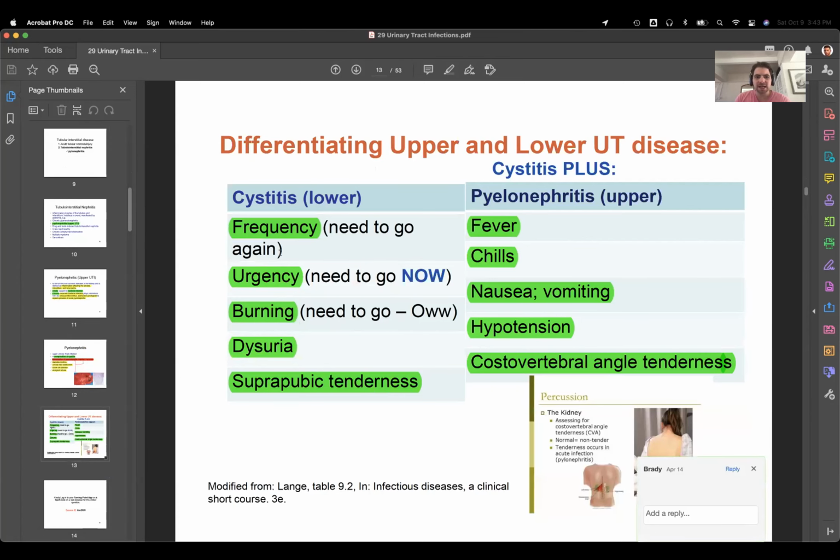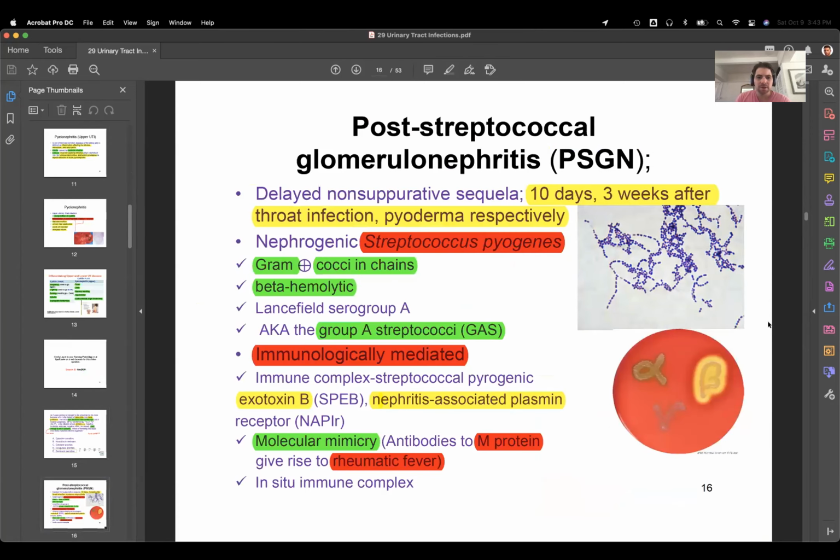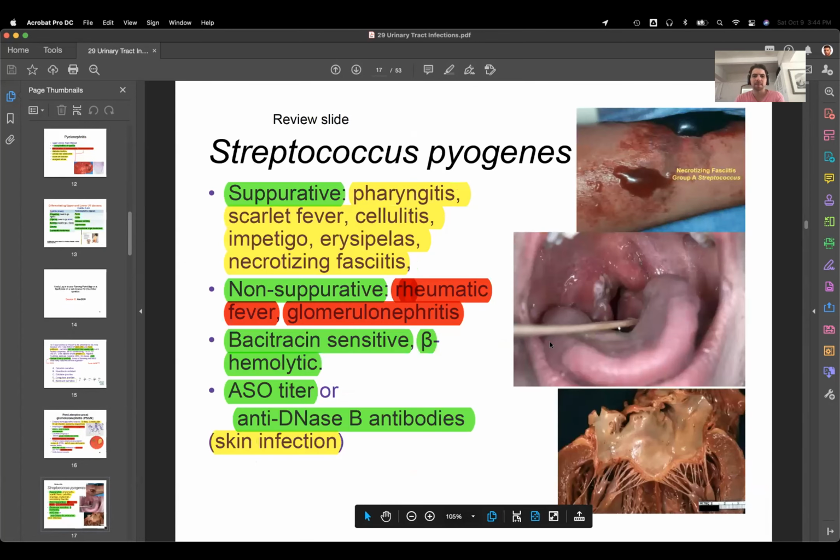Right, so cystitis: frequency, urgency, burning. Pyelonephritis: much worse symptoms, right? You get fever, costovertebral angle tenderness as well. Okay. Y'all have talked about this, and Lindsey's going to go through it. Post-streptococcal glomerulonephritis. They always have to preface it with they had a previous strep infection, right? Typically, this happens in kids. They usually get better right away. And again, it shows that molecular mimicry, similar to rheumatic fever. Okay, so you can see that here.